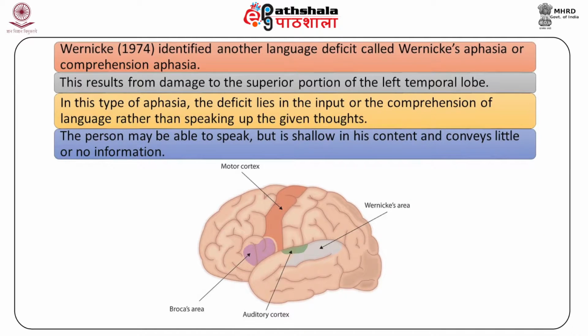Wernicke identified another language deficit called Wernicke's aphasia or comprehension aphasia. This results from damage to the superior portion of the left temporal lobe. In this type of aphasia, the deficit lies in the input or the comprehension of language rather than in speaking out the given thoughts. The person may be able to speak but is shallow in his content and conveys little or no information. The right hemisphere is specialized less to what words are being said than to how the words are meant.